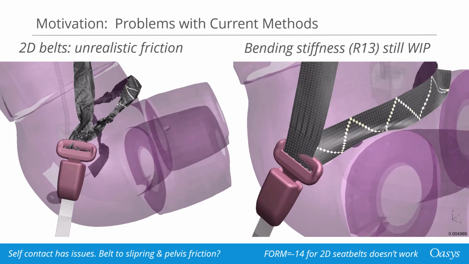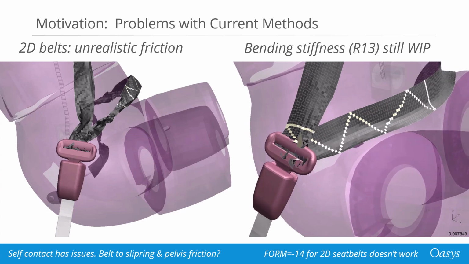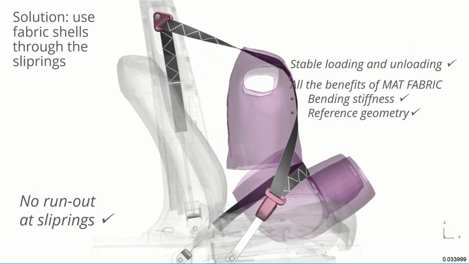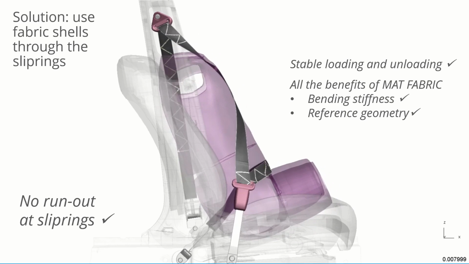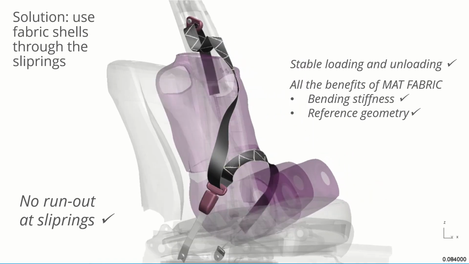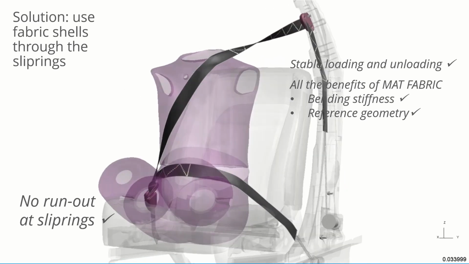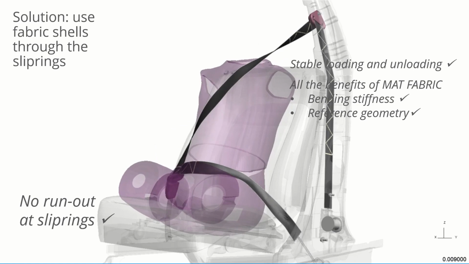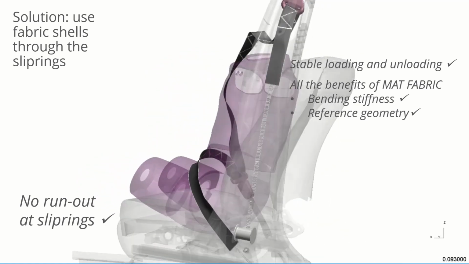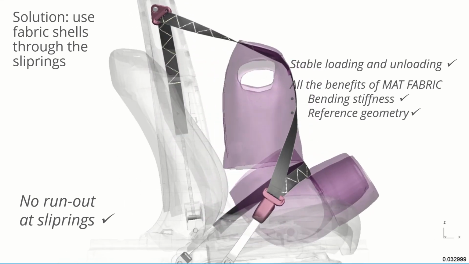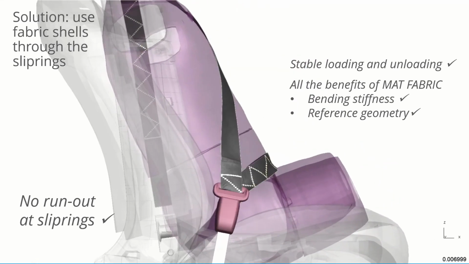Recent versions of DYNA expose more of the matte fabric properties to the user, but we still see problems with things like bending stiffness and the behavior inside pretensioners and retractors. The advanced belt fitting mode in Primer lets us use fabric shells over most of the seatbelt route, including through both of the slip rings. Matte fabric is very robust, accurate and stable when unloading. It has the benefits of bending stiffness, and we can use airbag reference geometry to remove any initially stretched or distorted elements. We'll take a look at those in more depth later.